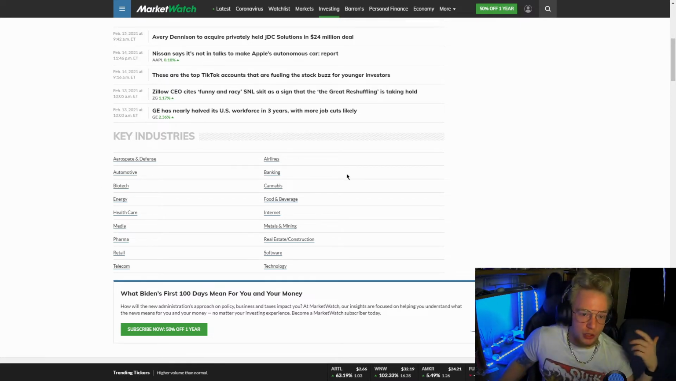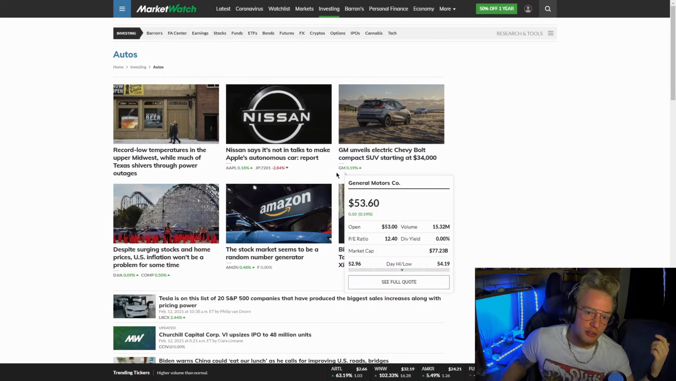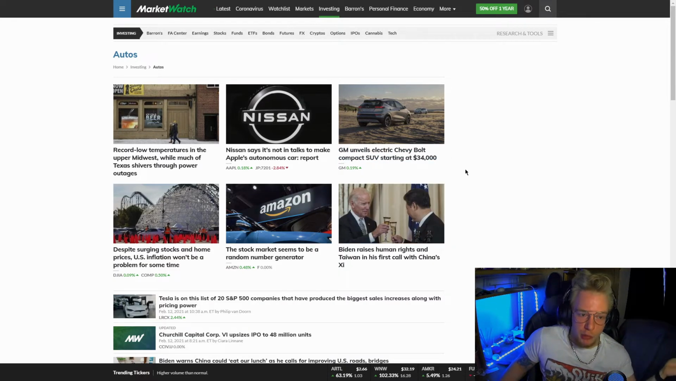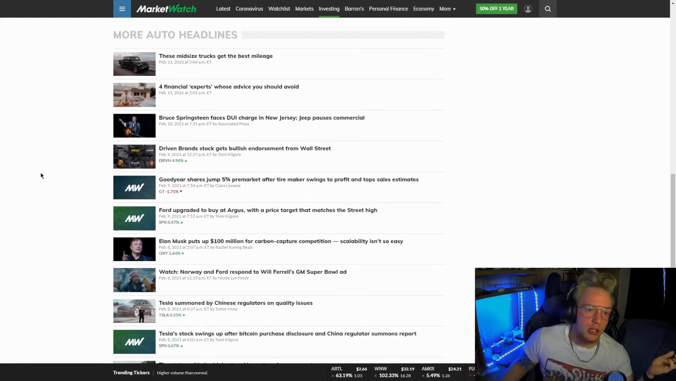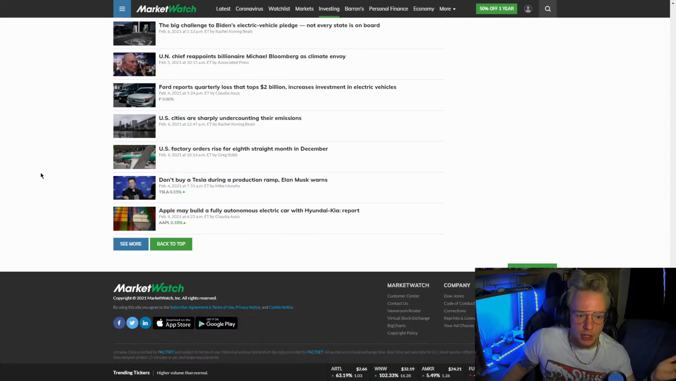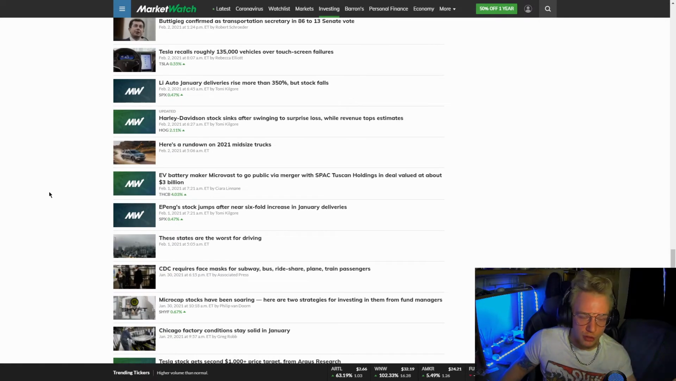Let's say I want to go into looking at automotive, right? You go in here, and it's going to show you the biggest storylines coming through. Like you see here, GM unveils electric Chevy Bolt compact SUV starting at $34,000. It'll give you the ticker for GM right here, and show you how much they're up or down. Churchill Capital Group upsizing IPO to 48 million units. It's going to tell you the CCIV ticker because that's what it's pertaining to. What you could do is go down here, see the more auto headlines, and see what you want to look for as you scroll through different automotive news.